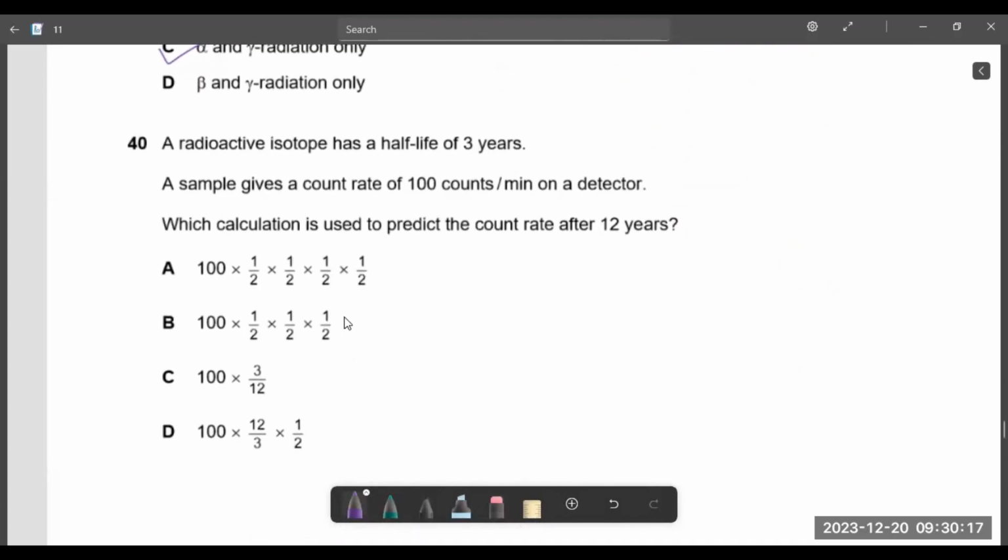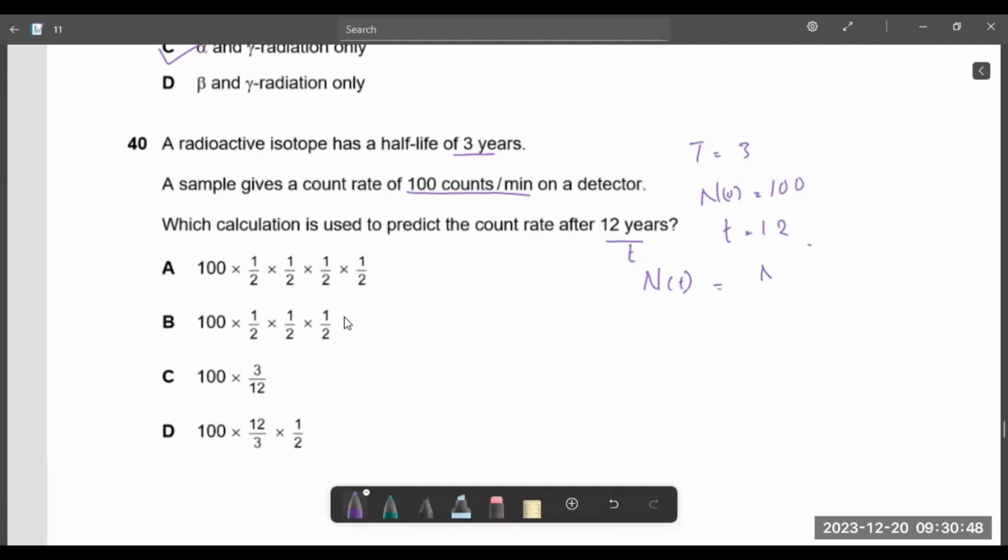A radioactive isotope has a half-life of 3 years. So the half-life is 3 years. A sample has a count rate of 100 counts per minute on the detector. So the initial amount is given as 100. Which calculation is used to predict the count after 12 years? The time t is given as 12 years. After 12 years, what is the count?